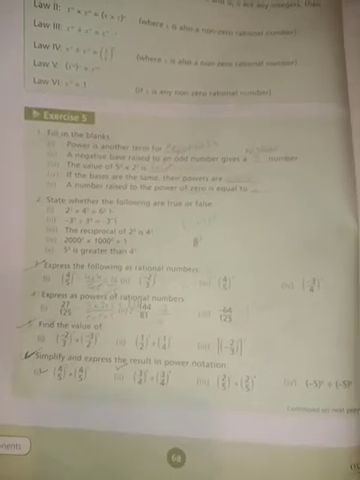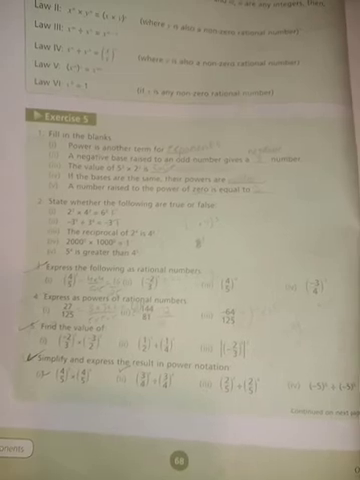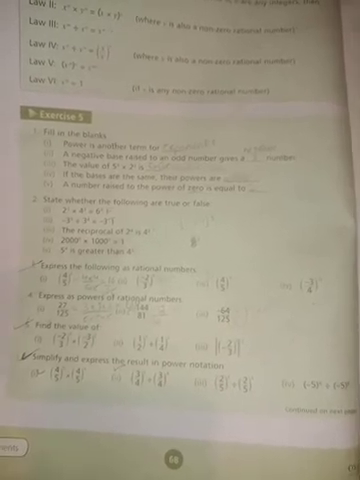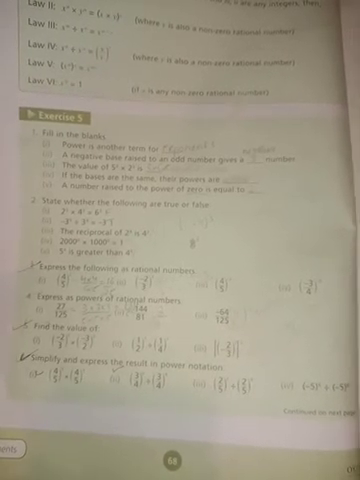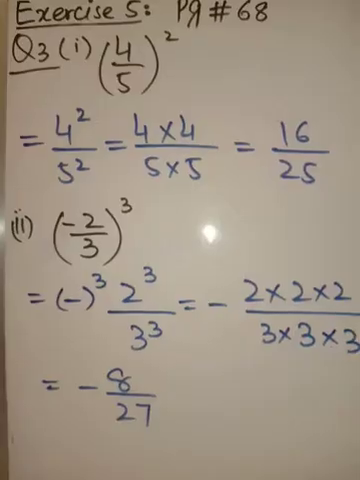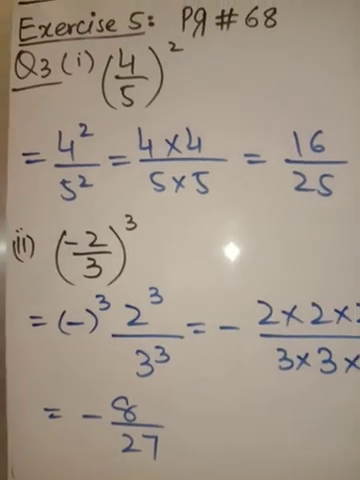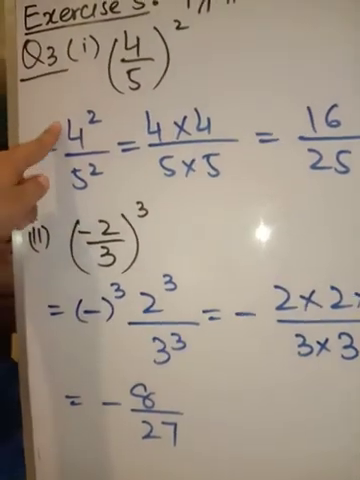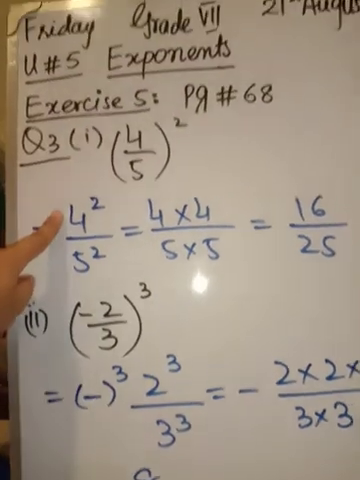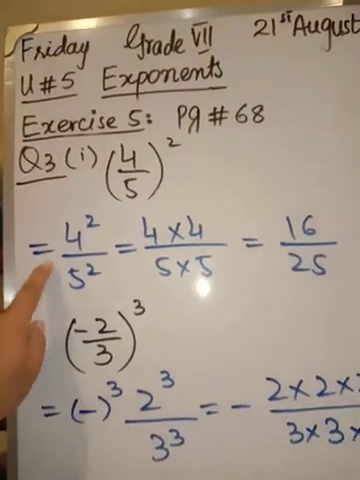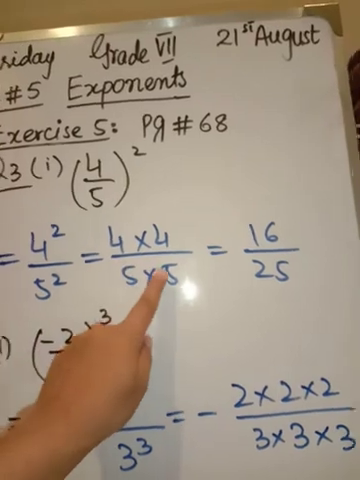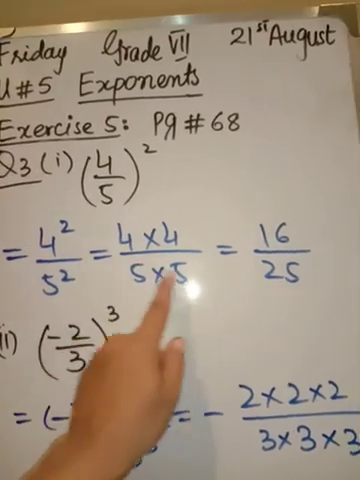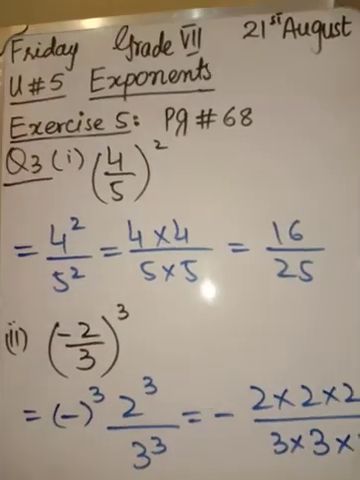In question number 3, we have to express the following as rational numbers. I am solving the first 2 parts for you. You have to solve the next 2 parts by yourself. We have 4 by 5 whole square, which means separate squares for both. 4 square and then 5 square. 4 square means multiply 4 2 times and multiply 5 2 times. 4 4s are 16 and 5 5s are 25.